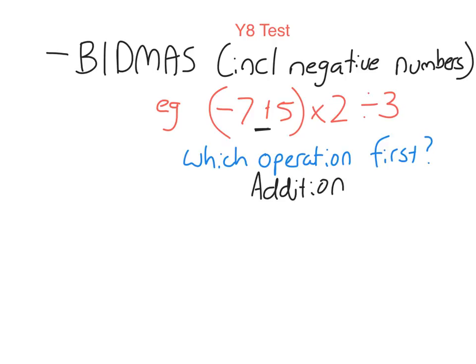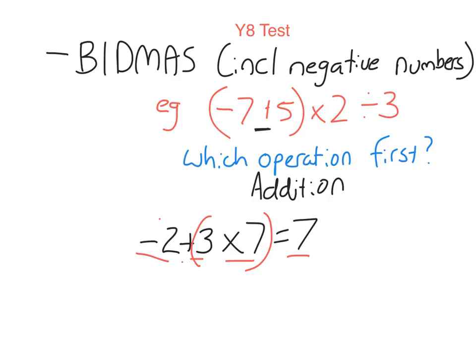You might also get a question where somebody says that minus 2 plus 3 times 7 equals 7. What have they done wrong? You can't get your calculator to do that. Well, if you do minus 2 plus 3, you get 1, times 7 does equal 7. So what they've done wrong is they did the addition first, and they should have done the multiplication first. So the right answer would be minus 2 plus 21, which is 19.